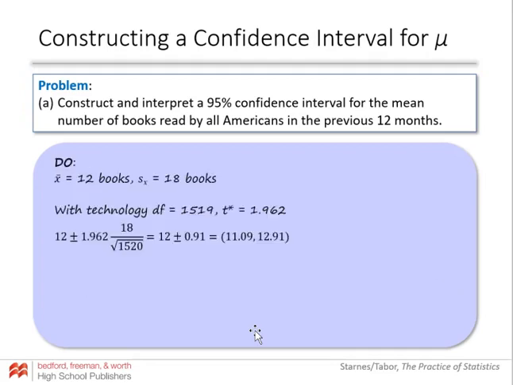For the do part, now we can use our formula. So we need to use technology or your calculator to find that t-star critical value. And remember, your degrees of freedom is always one less than your sample size. And then we are plugging into that formula: sample mean plus or minus t-star times the sample standard deviation divided by the square root of the sample size. We do that math, simplify down to our interval of 11.09 to 12.91.